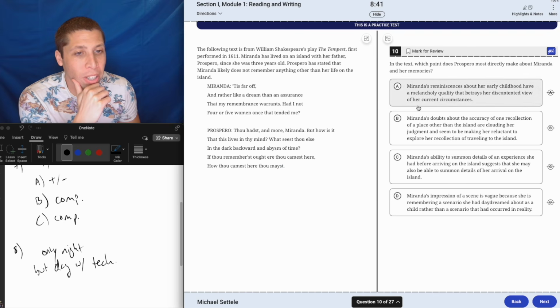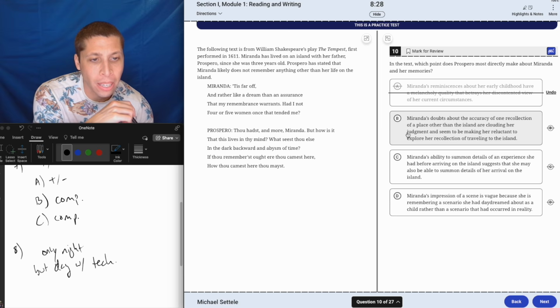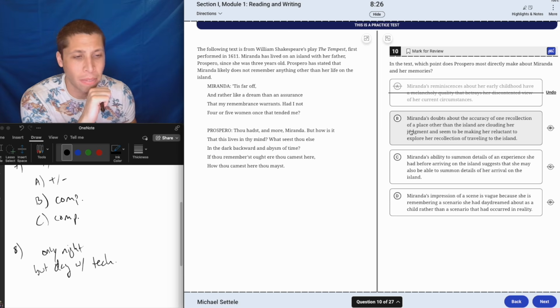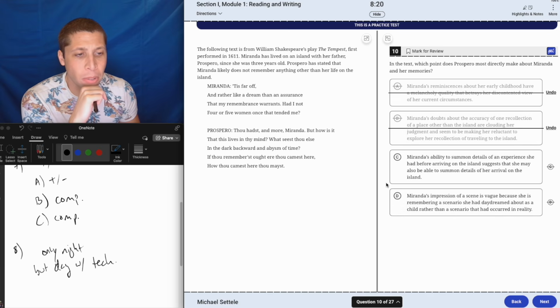Miranda's reminiscences about her early childhood have a melancholy quality that betrays her discontented view of her current circumstances. It's very negative. This doesn't seem negative. Miranda's doubts about the accuracy of one recollection of a place other than the island are clouding her judgment and seem to be making her reluctant to explore her recollection of traveling to the island. I don't see reluctance. It seems very negative. Miranda's ability to summon details of an experience she had before arriving on the island suggests that she may also be able to summon details of her arrival on the island.